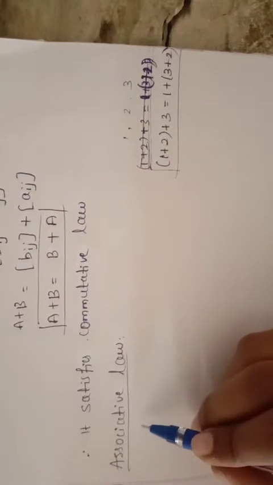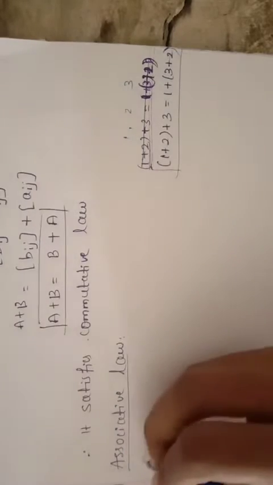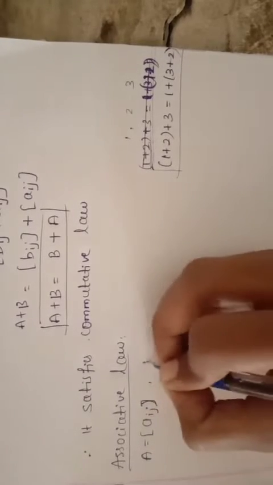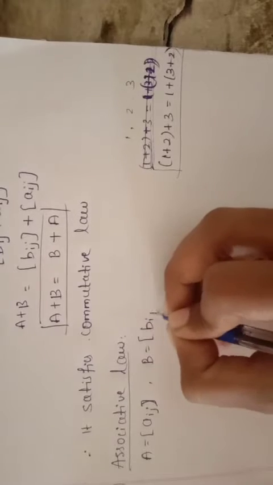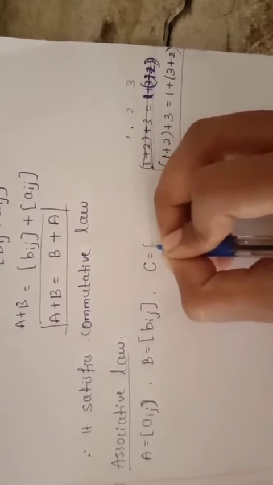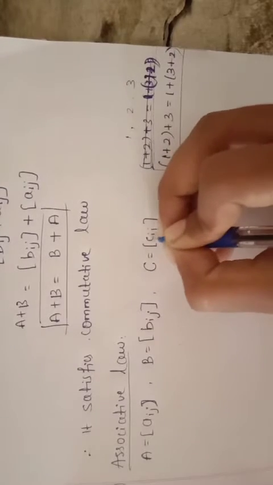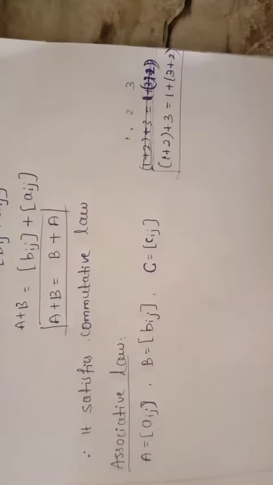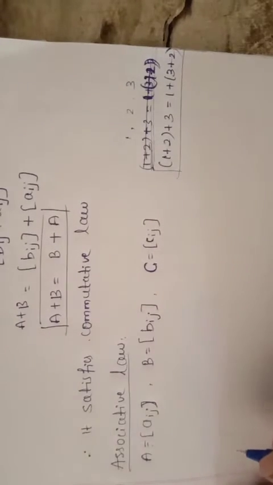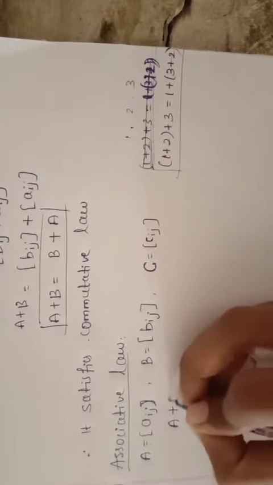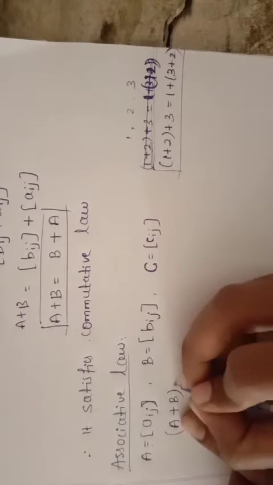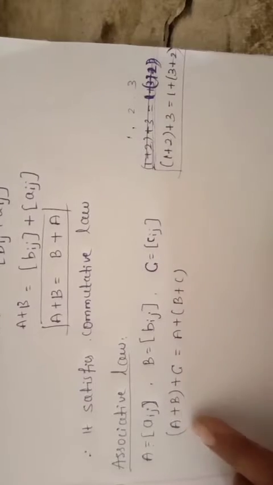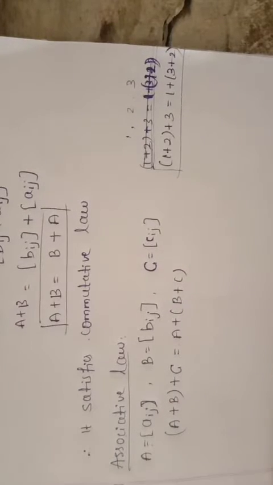Now let's check whether matrix addition also satisfies the associative law or not. So here we must have 3 matrices, that is matrix A is Aij, matrix B is equal to Bij, and matrix C is equal to Cij. See, this is a capital C and the elements in the matrix C are small Cij. So we have 3 matrices and I have to prove that A plus B plus C is equal to A plus B plus C. So A, B, C are the matrices.